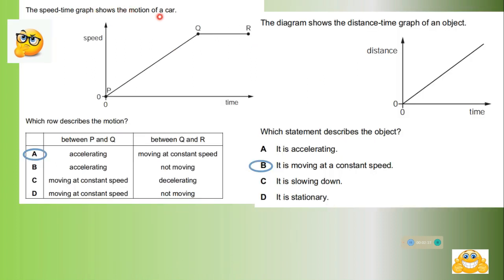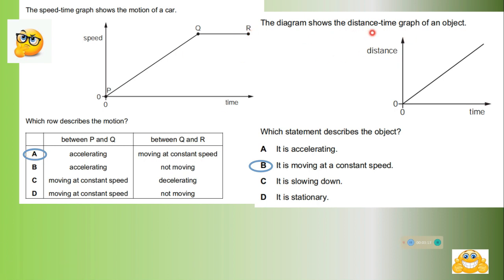The speed time graph shows the motion of a car. Which row describes the motion? So from P to Q, initially there is a steady speed. It is accelerating, but this is a uniform acceleration. Q to R, speed is constant, acceleration is 0, and speed is constant definitely. Accelerating between P and Q and moving at constant speed between Q and R.